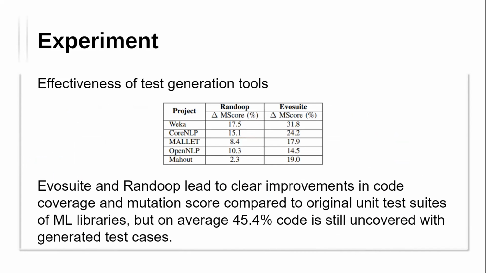Here the authors have also collated the overall increase for each unit test generating tool and the project. The authors concluded that they lead to clear improvements, but limited improvements. In general, you still see almost about half the code still uncovered, even with the generated test cases.